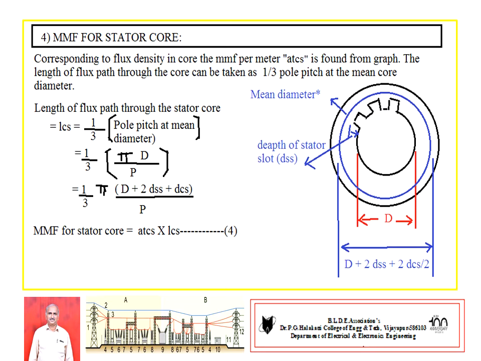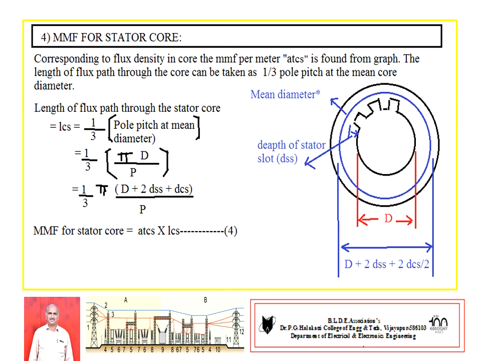Then you see there, D is the diameter of stator bore. DSS is depth of stator slot. Hence you construct the diameter value: D plus 2 times DSS plus 2 times DCS, divided by 2. Getting the idea? This diameter we have to consider. So length of the flux path through the stator core, LCS, equals pi divided by 3 times pole pitch at mean diameter. So you replace the D with this mean diameter value.